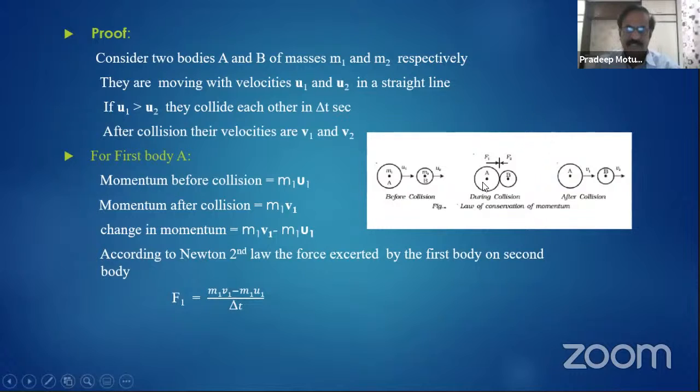Here, the force exerted by the first body on the second body is F1. Therefore, according to Newton's second law, this force is directly proportional to the change in momentum, so you can take F1 is equal to m1 v1 minus m1 u1 by delta t. That means this formula comes from Newton's second law.